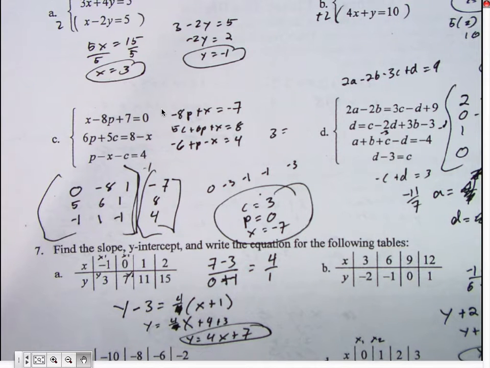So first thing I did was put them in standard form. So I put the C's first, then the P's, then the X's, then the answer. And I get C equals 3, P equals 0, and X equals -7.